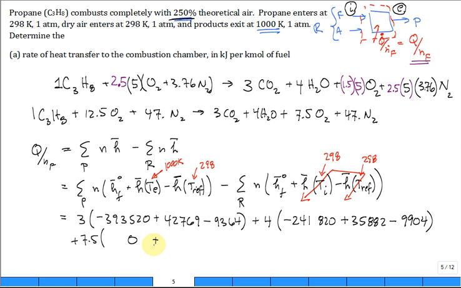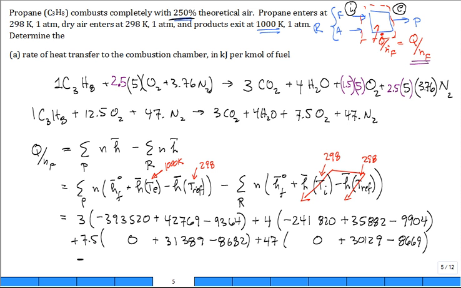The enthalpy at 1,000 Kelvin, 31389. The enthalpy at the reference, 8682, plus the number of moles of nitrogen in the products, 47, times 0 for the enthalpy of formation of the nitrogen, plus the enthalpy at the elevated 1,000 Kelvin, minus the value evaluated at 298. We finished the sum over all the products.